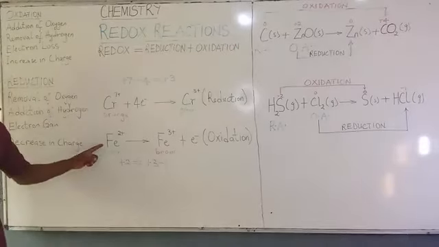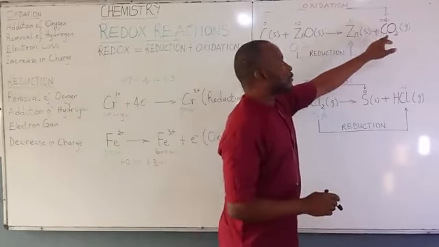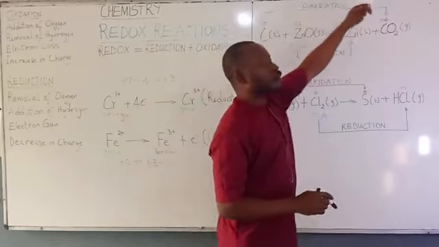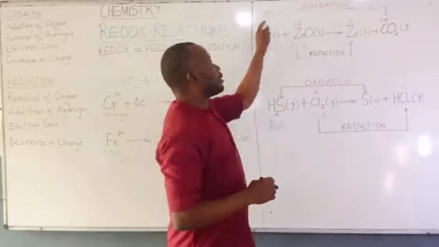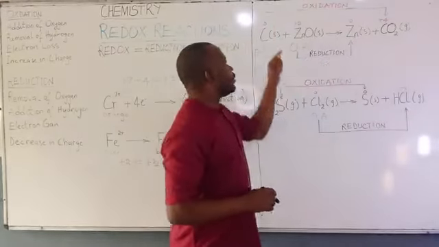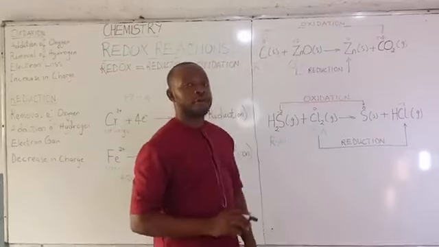When carbon reacts with zinc oxide to give us zinc atom and carbon 4 oxide, the oxidation number of carbon changes from 0 to plus 4. Did you see the arrow pointing from carbon on the left hand side to carbon on the product side? What has happened to the oxidation number? Did it increase or decrease? It increases from 0 to plus 4. Therefore, this reaction involving carbon here is an oxidation reaction.